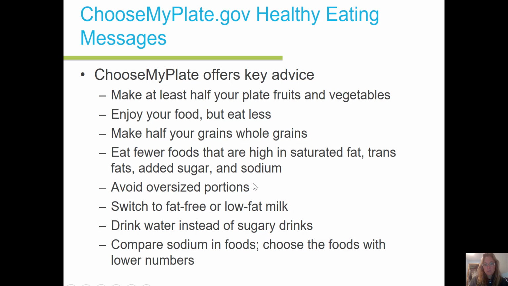Watch your portions. Portion control is out of control today, and many people are choosing oversized portions, which is leading to obesity. Choose low-fat or fat-free dairy. Drink water instead of the sugary beverages like soda, juices, energy drinks. And of course, watch your sodium, right? Pay attention to that preservative that's in our foods.